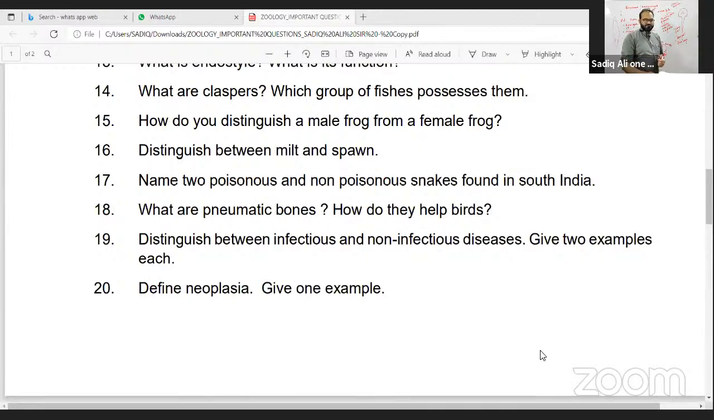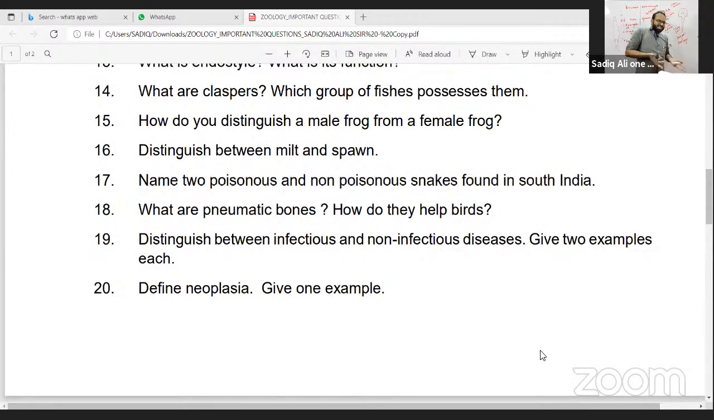Now, the last question. Define neoplasia. Give an example. The 18th is also there, no? Right, sorry. What are pneumatic bones? How do they help in flight? Pneumatic bones are the characteristic feature of birds. It is on page number 61, question number 21. They are the bones with air cavities, first point. Second one, they reduce the weight of the bird and help in easy flight.